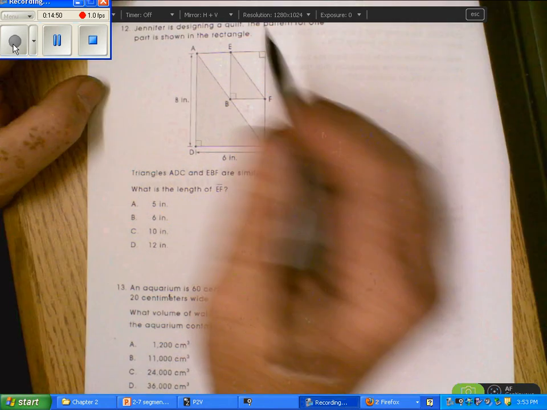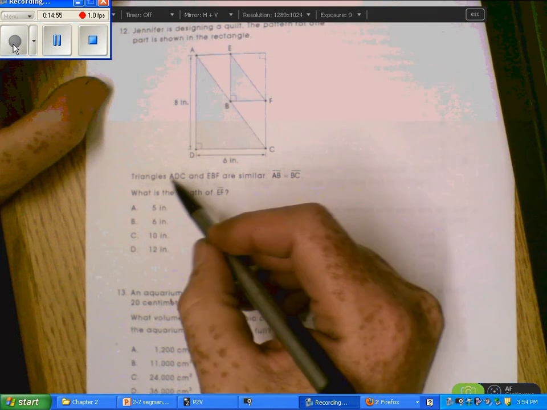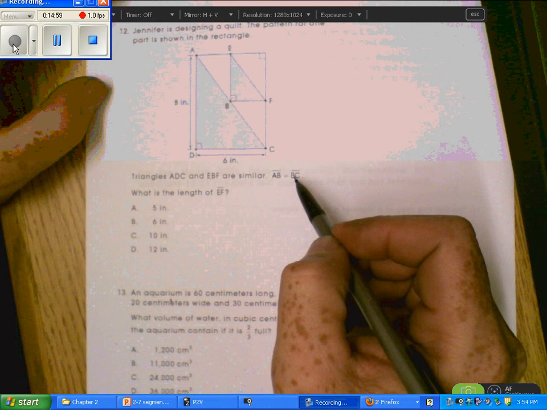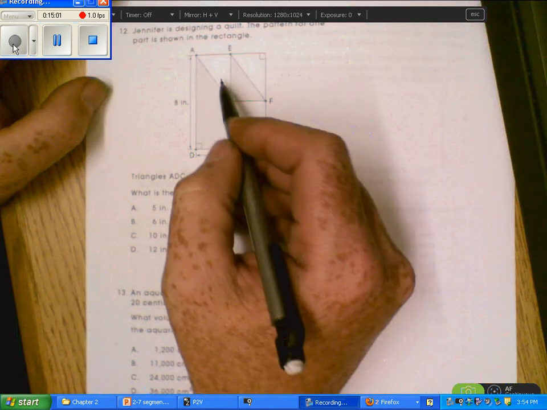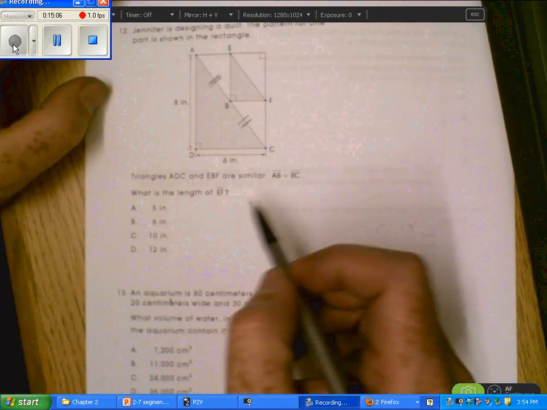Jennifer is designing a quilt. Pattern for one is shown in the rectangle. Triangles ADC and EBF are similar. AB is equal to BC, so this segment right here is equal to this segment. So we mark them. What is the length of EF?